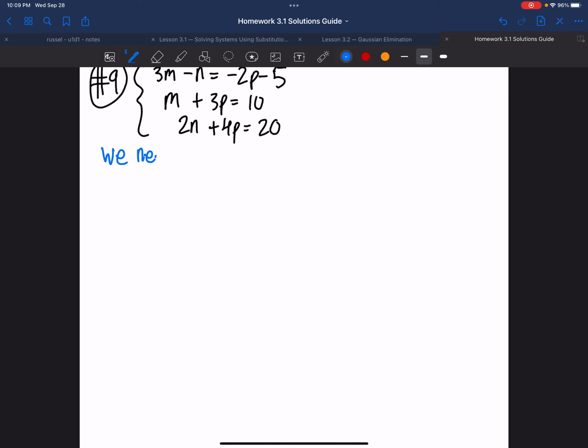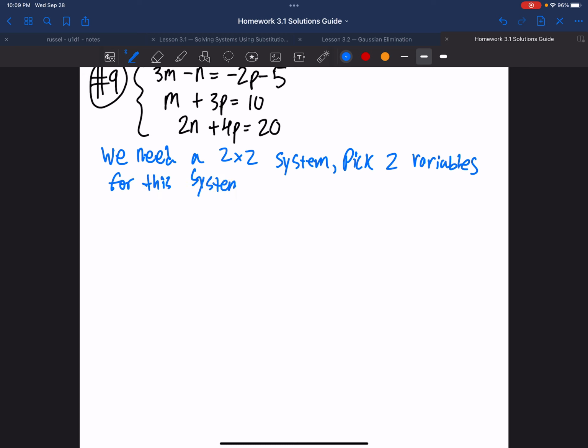That's what that is. So what we need is a 2 by 2 system. So pick 2 variables for this system. Now, it doesn't matter which 2 you pick. You can pick M and P, or N and P. You can choose that. Doesn't matter.